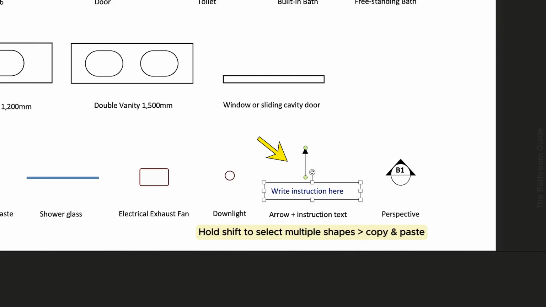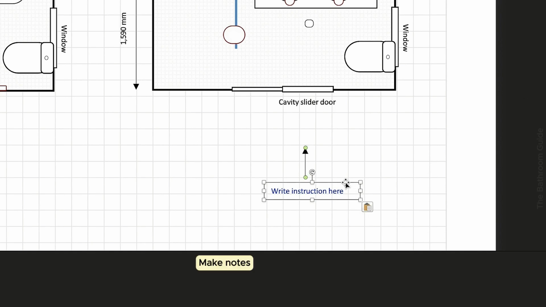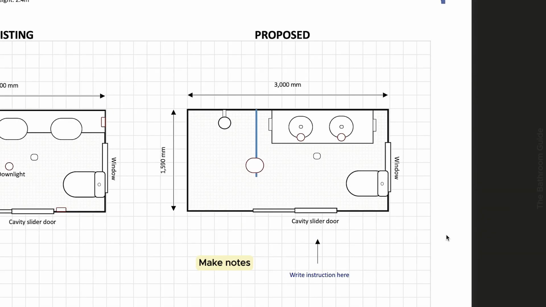And this is where you just want to start marking up your notes for instructions, just so that whoever's reading it knows what changes are being made to the new floor plan. So for example, let's point to this new shower screen panel. We're going to tell people how big it is, that it's a shower glass panel.